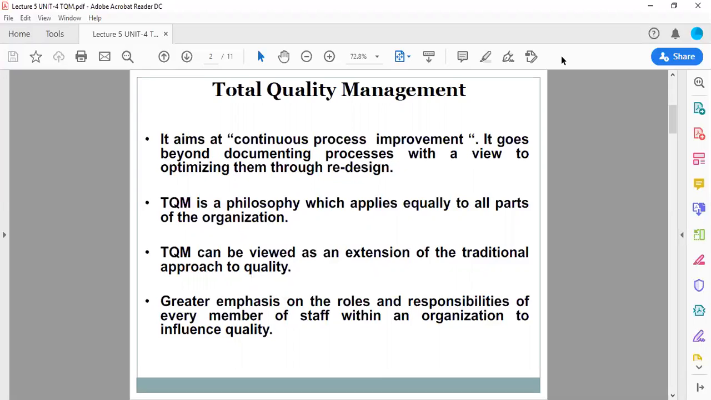Okay, so the next point is we have to provide greater emphasis on the roles and responsibilities of every member of staff within an organization to influence the quality. Whatever suggestion is received from the staff must be incorporated so that the goal of optimization is achieved. So what is the most important point here? The most important point here is to take the inputs from the staff also in order to achieve the quality.